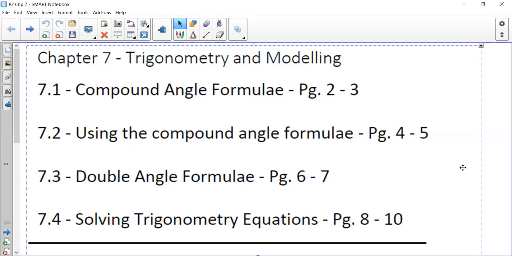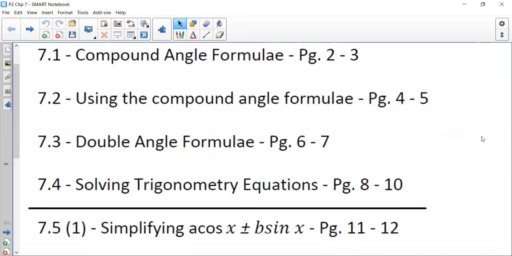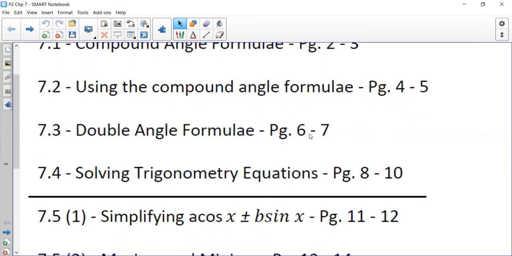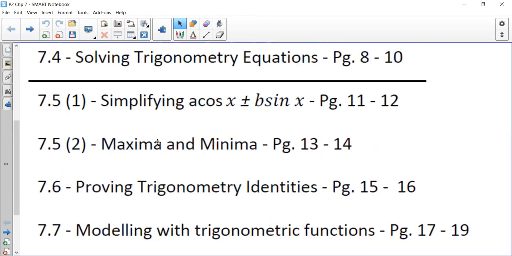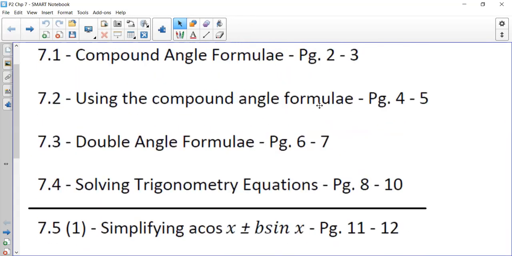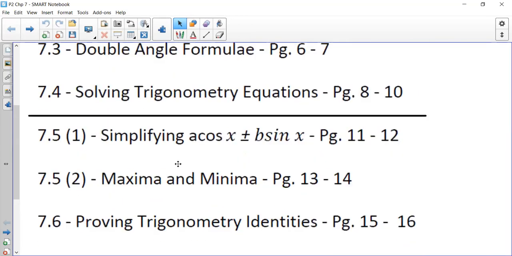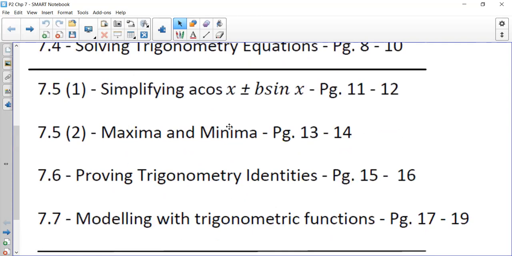Yes, you're going to learn some new formulae, identities. Yes, you learn still more identities. And then the second part, which is more importantly about modeling. So the whole of chapter 7, you can break down into 7.1 to 7.4, which is about new identities, new formulae, and then 7.5 onwards about modeling.